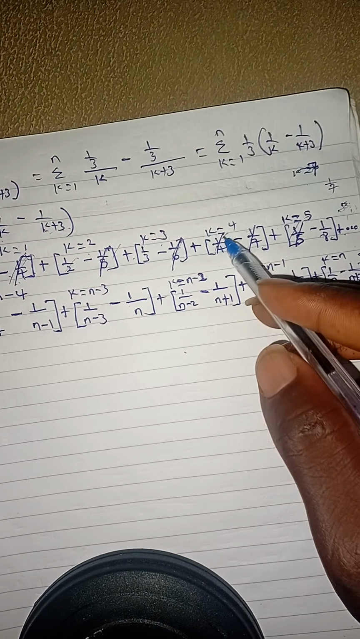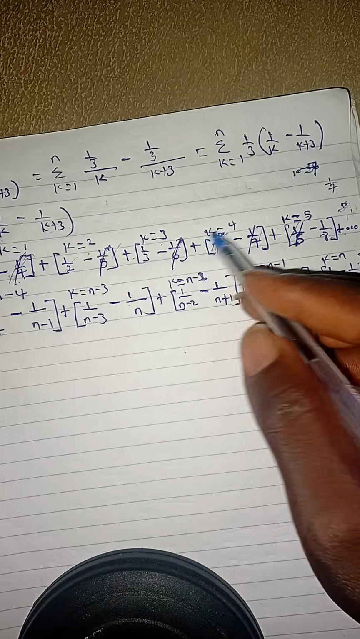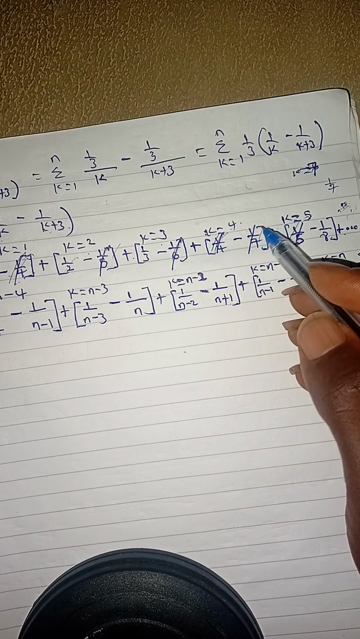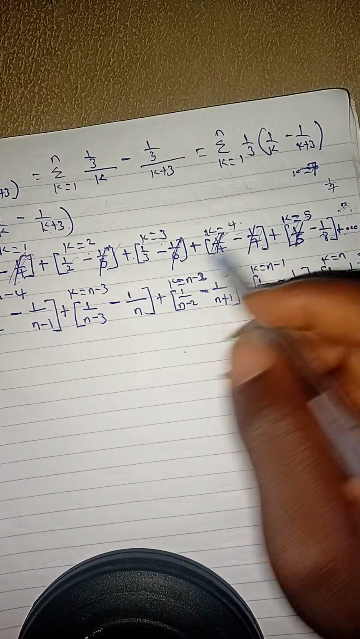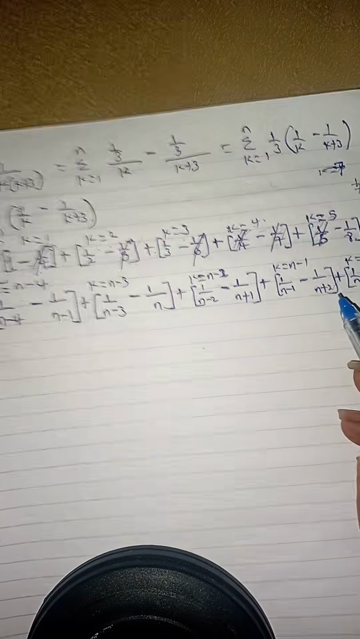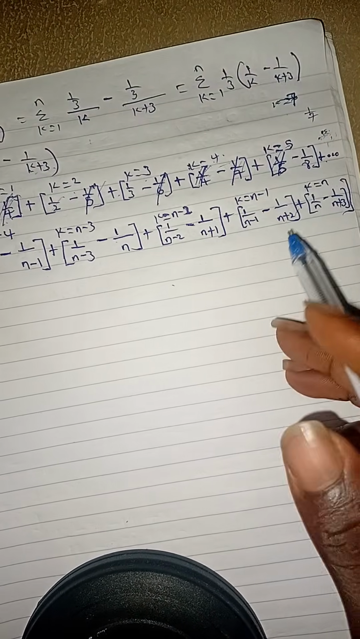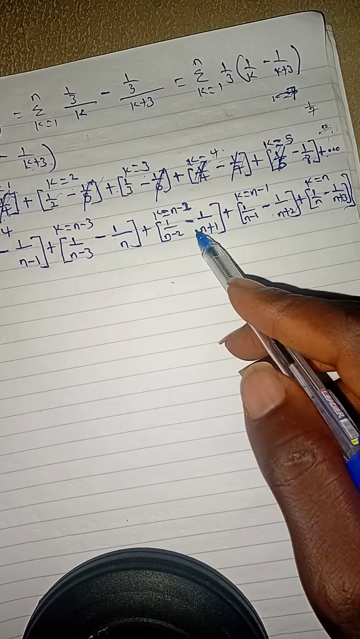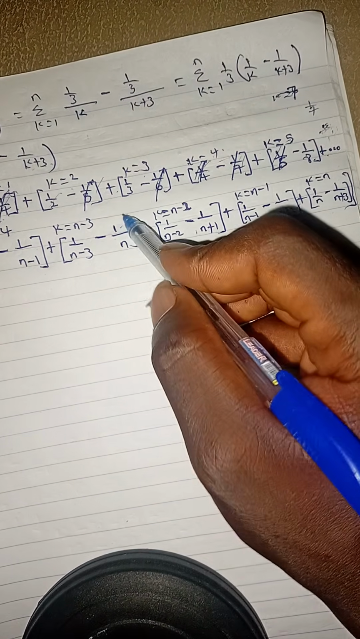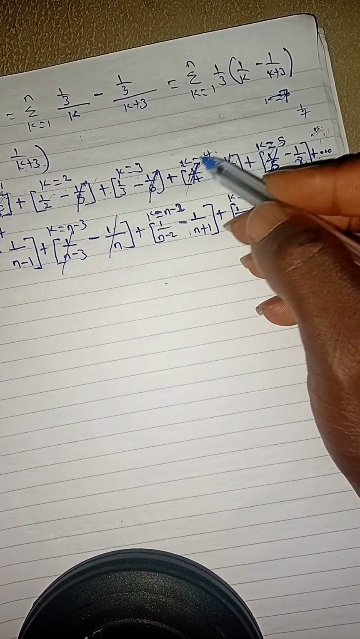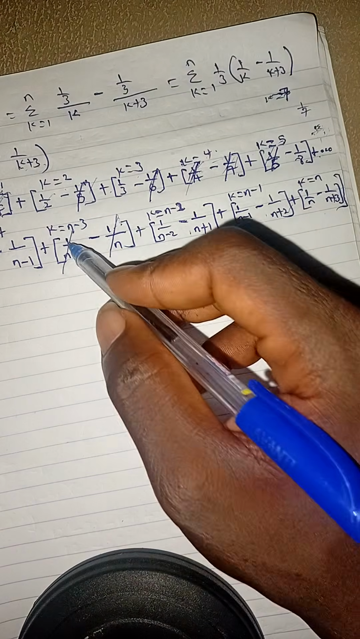So 2 started cancelling out this and this when k equals 4. When k equals 4, that's when 2 started cancelling out, and that's the fourth term. So you also go to the last part. If you are coming from here, what's the fourth term? First, second, third, fourth. 2 will also cancel out. Since 2 started cancelling out from the fourth term, also from the fourth term from the back, that's where 2 will also cancel out.